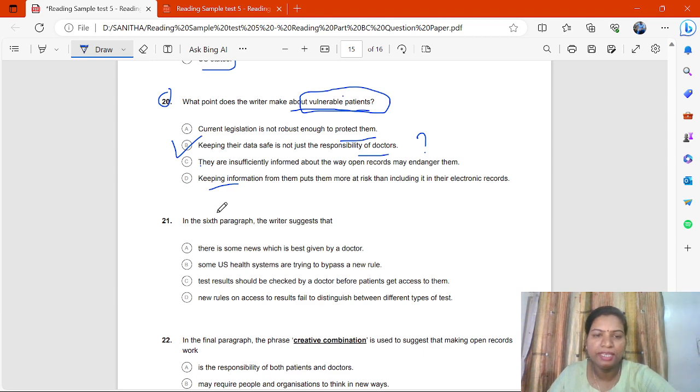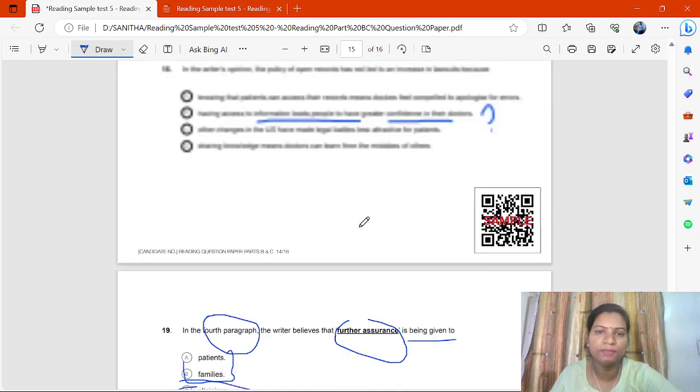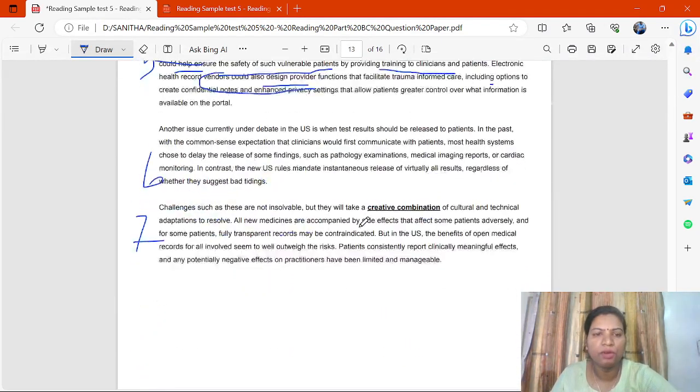In the sixth paragraph, the writer suggests that there is some news which is best given by a doctor. Is there any news which is best given by a doctor? Some US health systems are trying to bypass new rules. Test results should be checked by a doctor before patients get access to them. New rules on access to results fail to distinguish between different types of tests. Okay, then read the option.